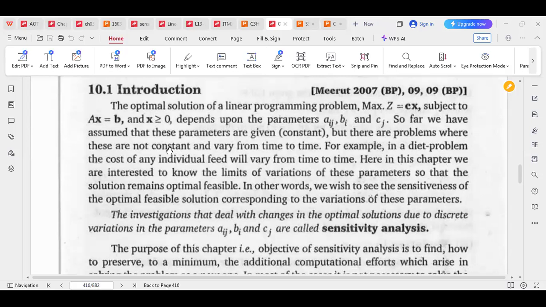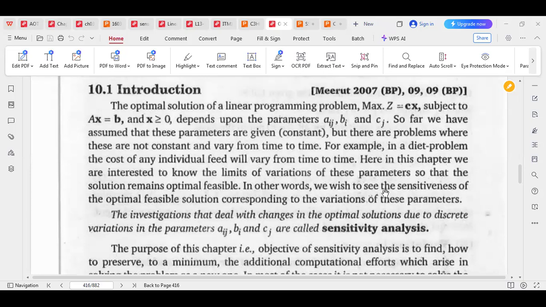So far, we have assumed that these parameters are given, that means constant, but there are problems where these are not constant, that means they vary from time to time. For example, in a diet problem, the cost of any individual feed will vary from time to time. In this part, we are interested to know the limits of variations of these parameters so that the solution remains optimal feasible.